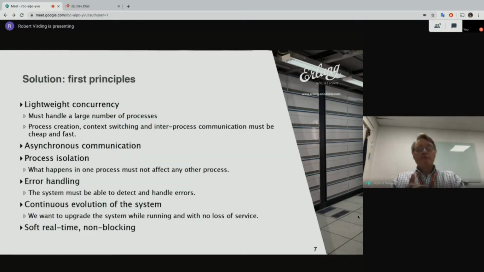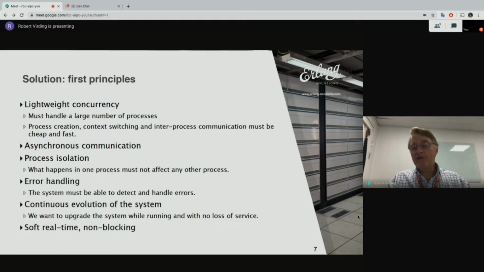So where do we end up? Well, you need lightweight concurrency. There are a lot of things going on in a switch. It might be a large switch, with tens of thousands of calls, maybe hundreds of thousands of users. So you need a lot of concurrency, which meant everything around processes, creation, context switching, and communication had to be very cheap and fast.